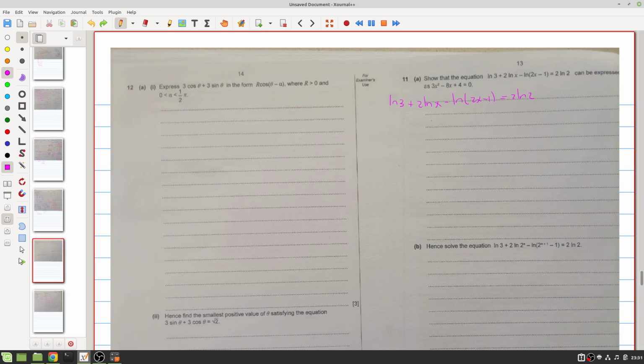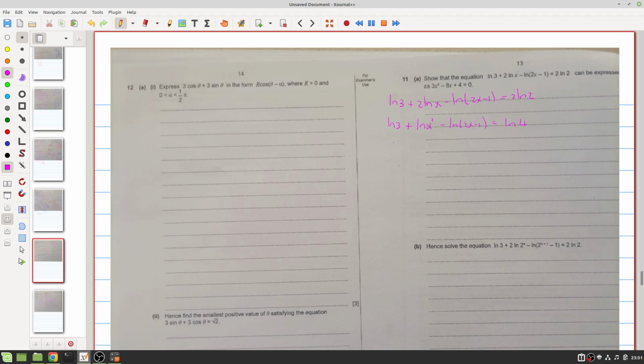Okay, so to do that, we first want to get rid of all the coefficients. So that's going to be ln 3 plus, now we're going to use that where that becomes an exponent again. So that's going to be ln x squared minus ln 2x minus 1 equals 2 ln 2. So that's going to be ln 2 to the power 2. So that's 2 to the power 2 is 4.